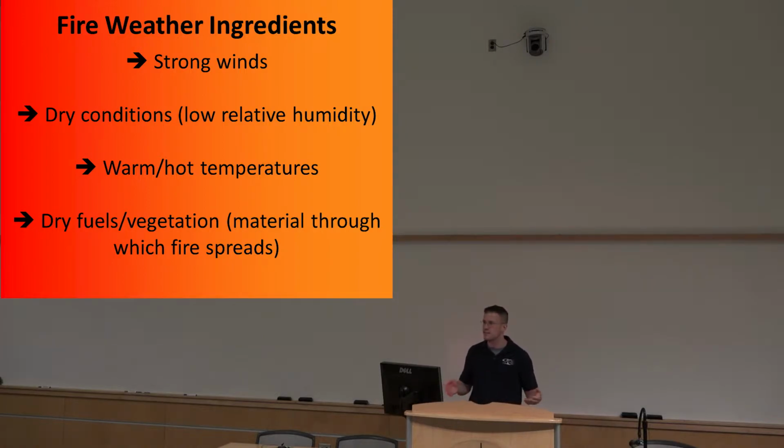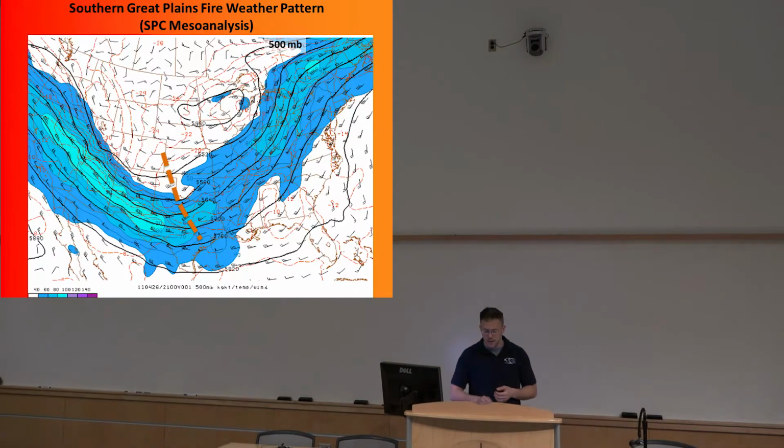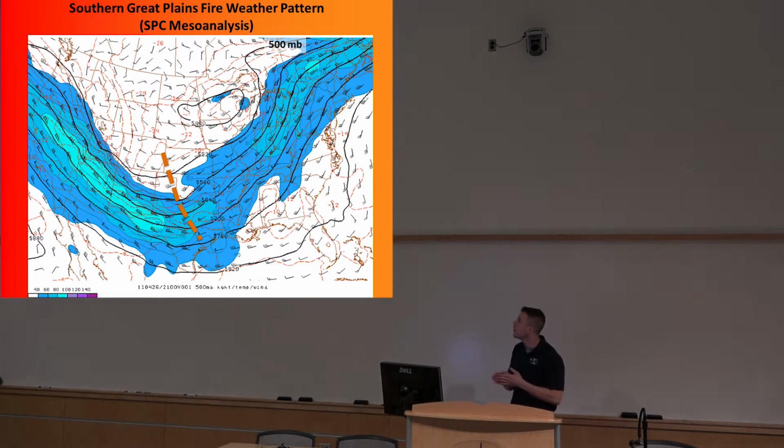If the grasses, if the, what we call fuels, biological matter is all wet, moist, green, if we had a major rainfall recently, soils are moist, fuels are moist, and that's going to have a tendency of mitigating the fire weather threat. And so we're looking for dry fuels, vegetation, the material through which the fire spreads, as an ingredient for fire weather. Let's look at a mid-level weather chart.